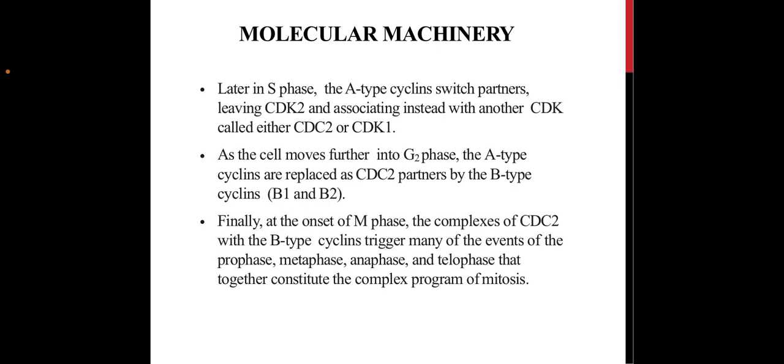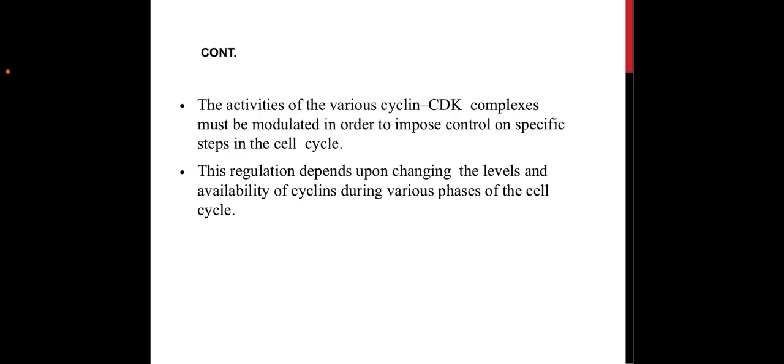Later in S phase, the A-type cyclins switch partners, leaving the CDK and associating with another CDK called either CDC2 or CDK1. As the cell moves farther into G2 phase, the A-type cyclins are replaced as CDC2 partners by the B-type cyclins B1 and B2. Finally, at the onset of M phase, the complexes of CDC2 with the B-type cyclins trigger many of the events of prophase, metaphase, anaphase, and telophase that together constitute the complex program of mitosis.